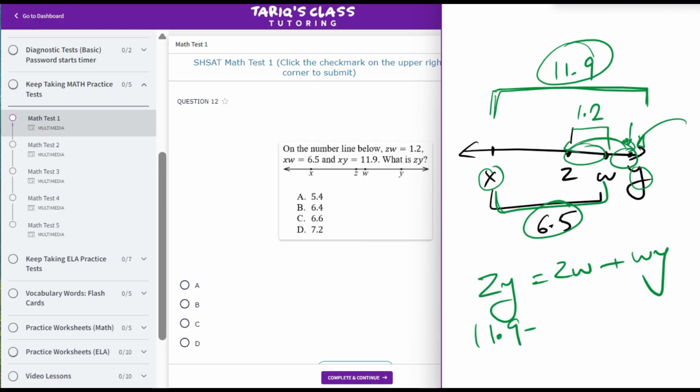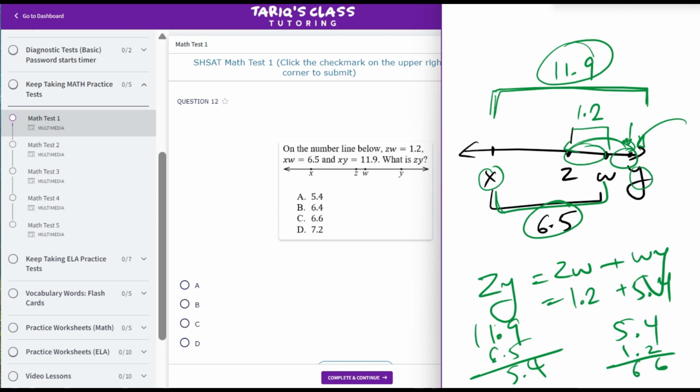minus 6.5. That's 4. And I'm going to call it 11 minus 6 is 5. So 5.4. Okay. So 9 minus 5 is 4. And yeah, 5.4. So ZW, we already know it's 1.2. And this is 5.4. So 5.4 plus 1.2, that's 6.6. Do we have an option like that?